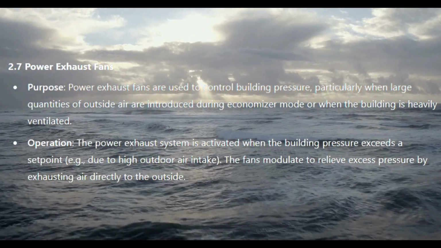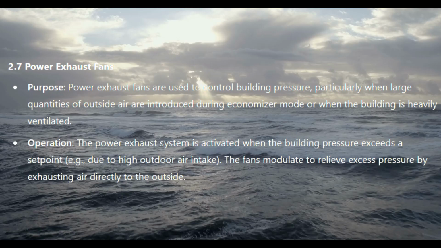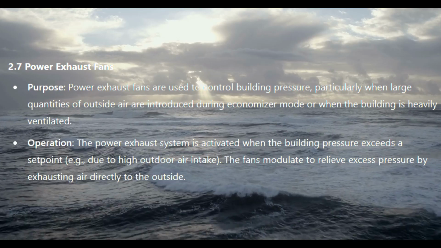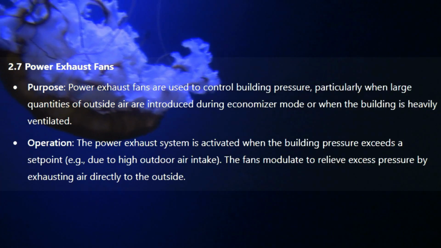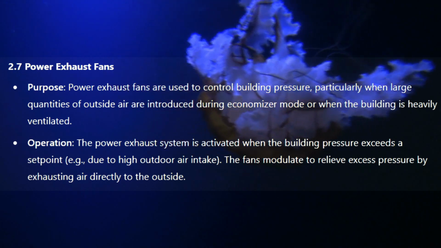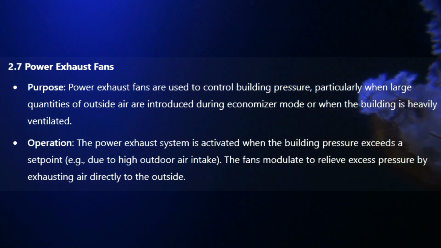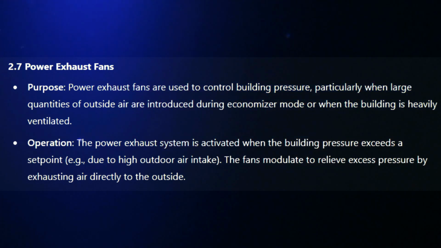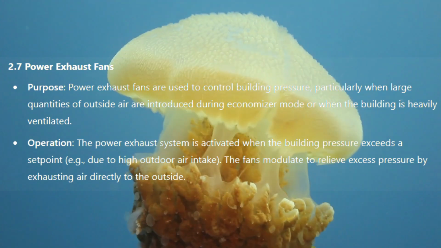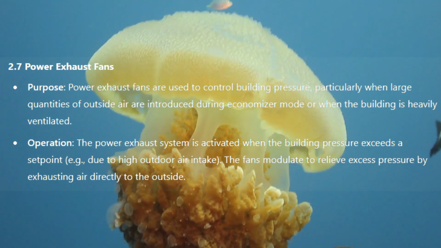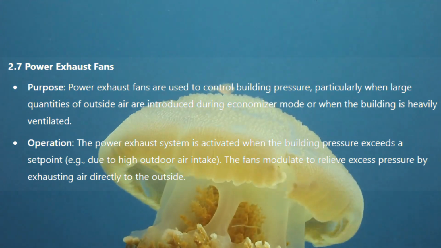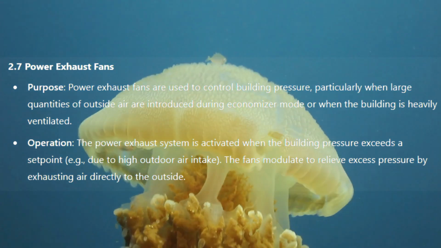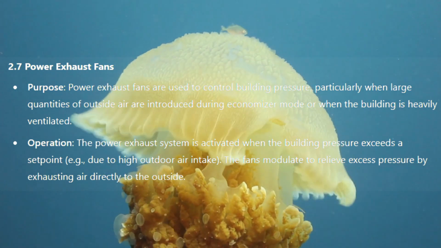2.7 Power exhaust fans. Purpose. Power exhaust fans are used to control building pressure, particularly when large quantities of outside air are introduced during economizer mode or when the building is heavily ventilated. Operation. The power exhaust system is activated when the building pressure exceeds a set point, e.g., due to high outdoor air intake. The fans modulate to relieve excess pressure by exhausting air directly to the outside.